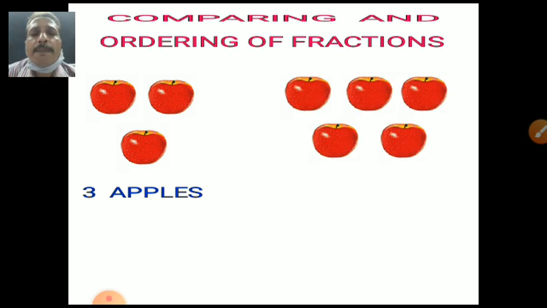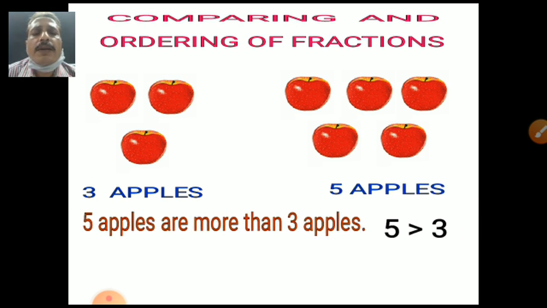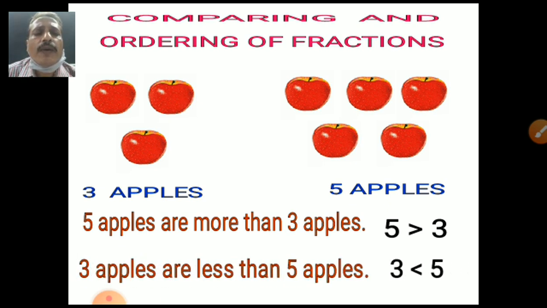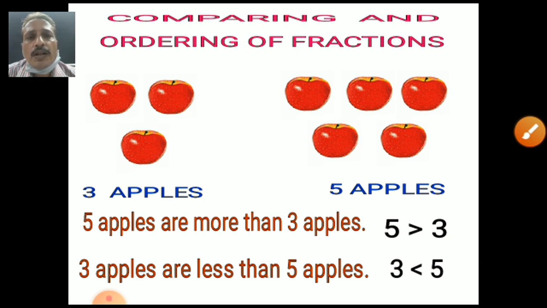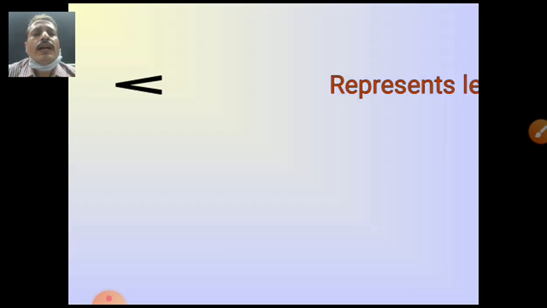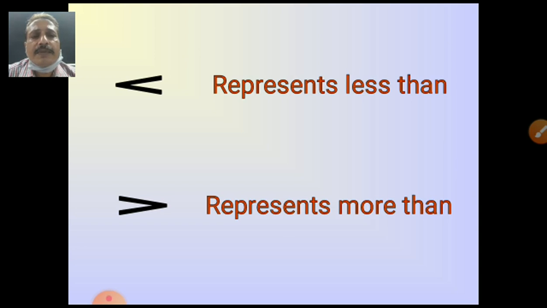Here in one group 3 apples are given, on the other side 5 apples are given. So we can say 5 apples are more than 3 apples, and in a mathematical way, 5 is greater than 3. See, the 3 apples are less than 5 apples. So here both notations are shown. Yes, my dear students, you know very well how to put the greater than sign or less than sign. So we can say this in both ways. Now this represents the less than sign and this represents the greater than sign.